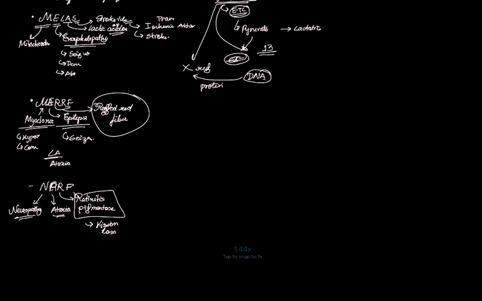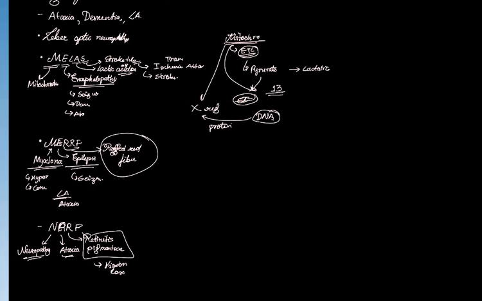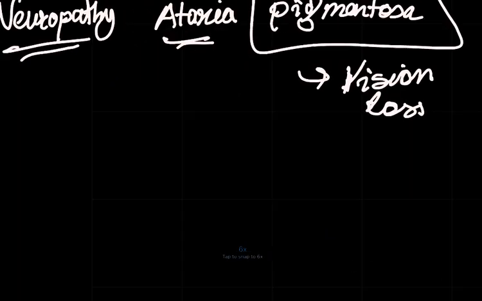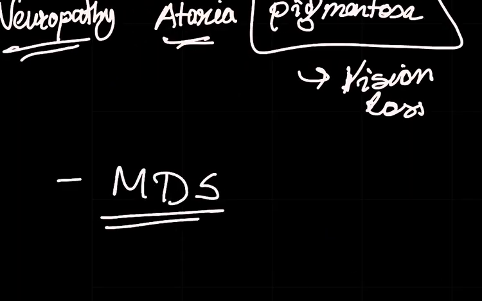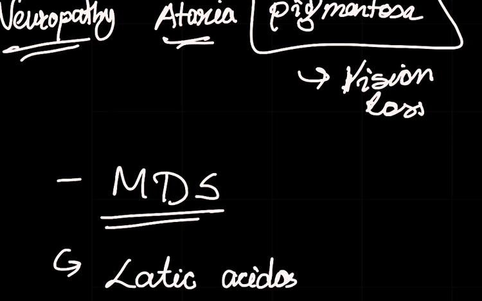So that was all about the mitochondrial disease. There was one more disease actually, MDS, which is mitochondrial DNA depletion syndrome. Okay, so that is also there, with similar manifestations, like lactic acidosis and all those conditions. Okay, so that was all about the types of diseases. But now let's go to detection.